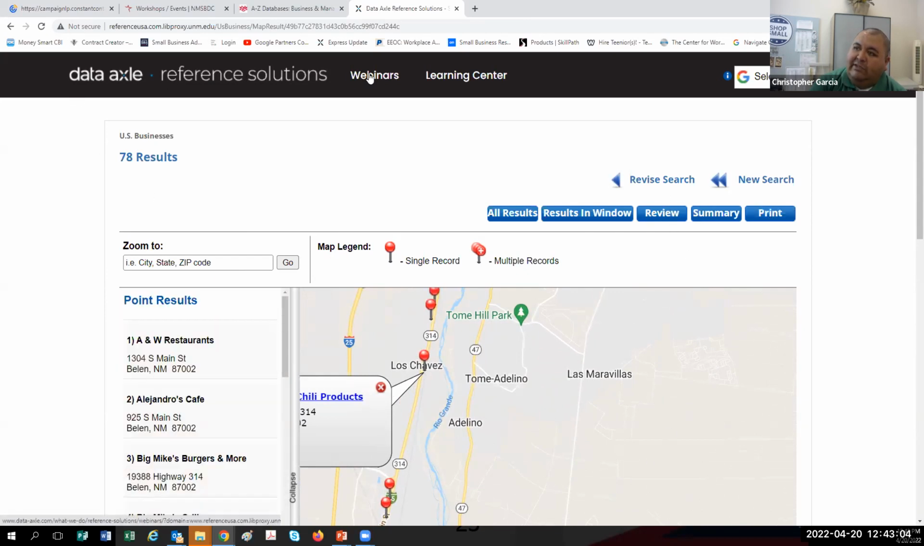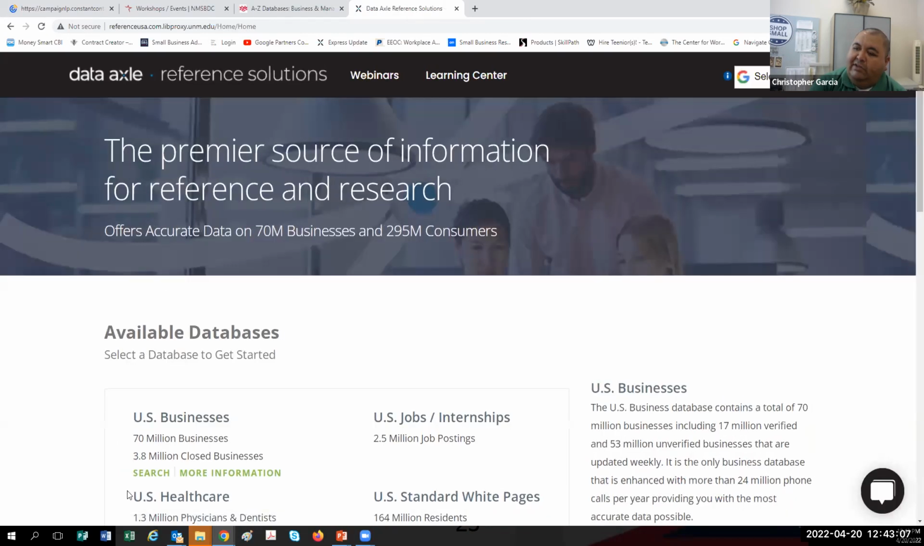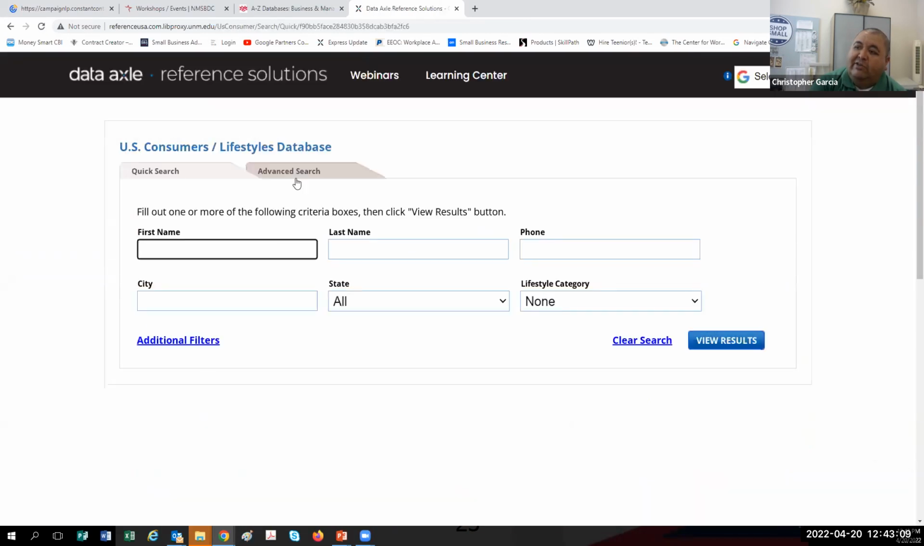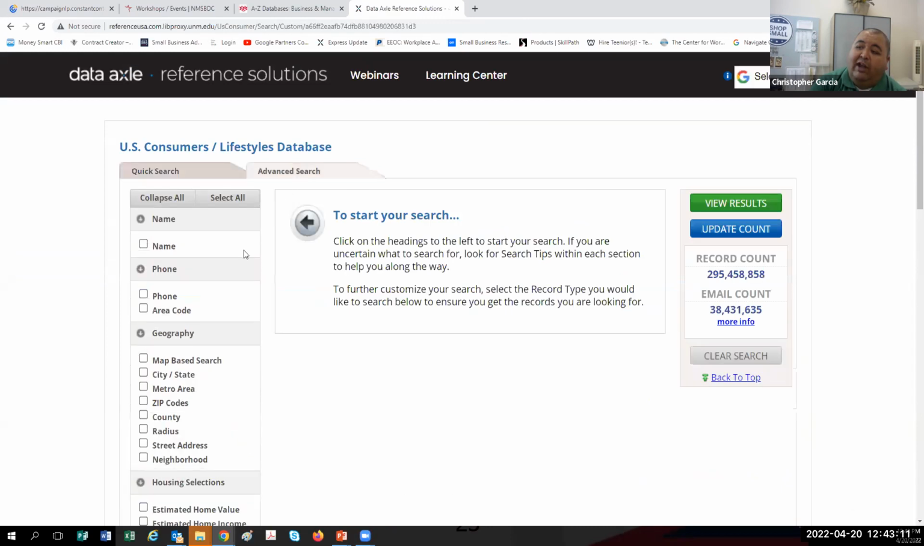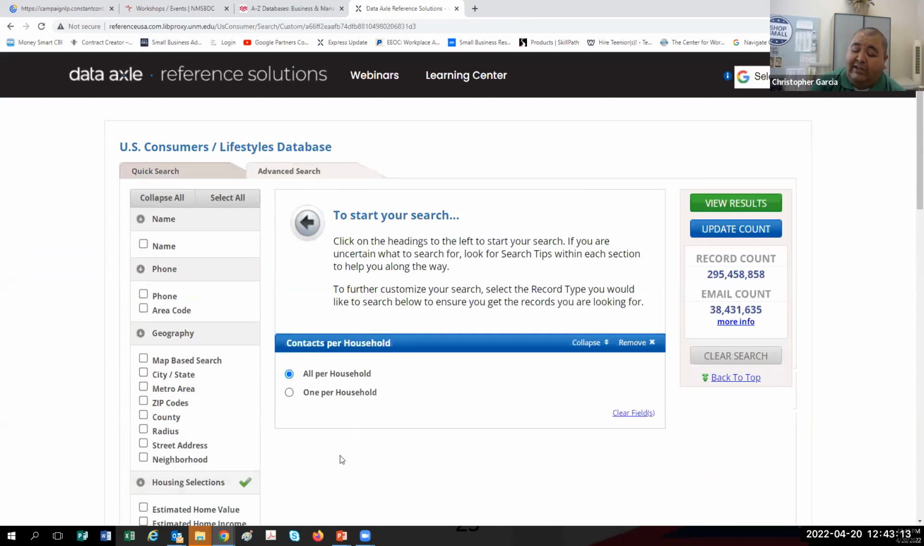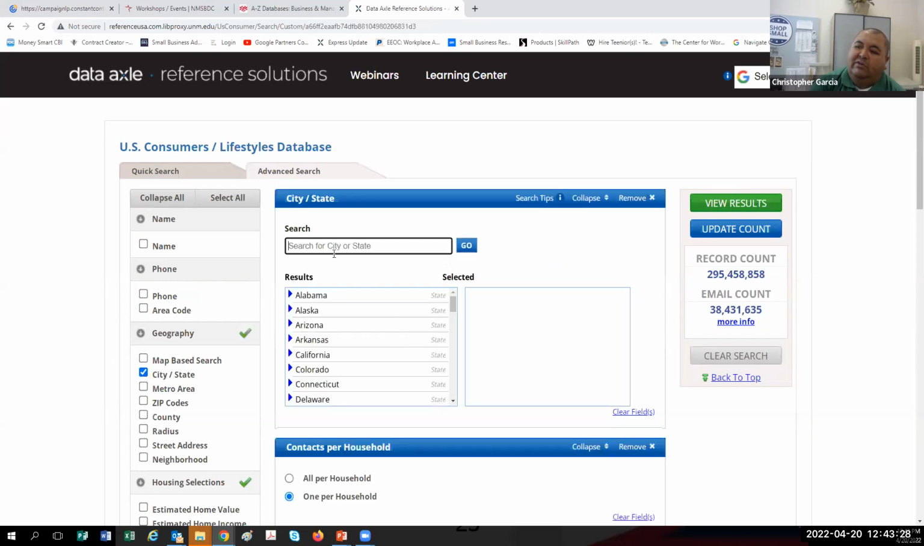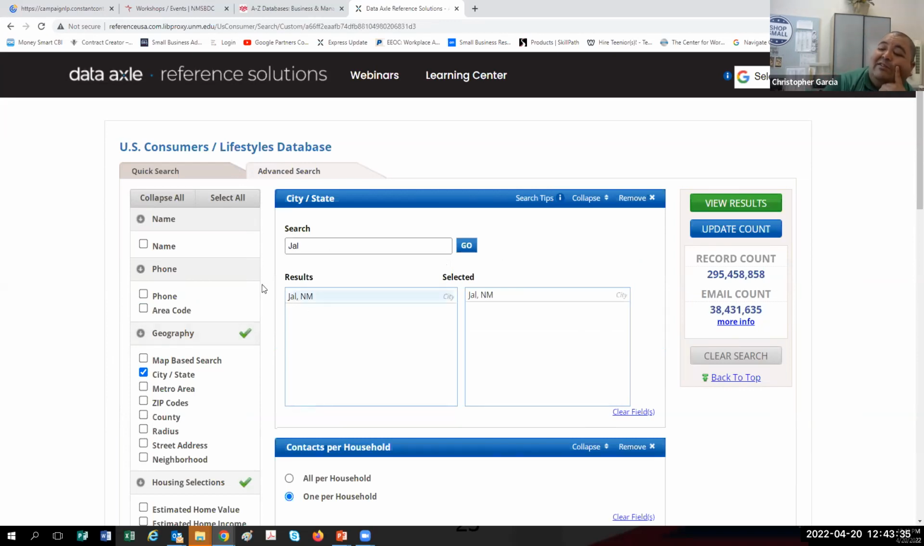So that's the business search. Let me go back to the main page and let me show you the consumer and lifestyle search. So maybe you make a product or have a service that you sell directly to consumers and you wanted to maybe mail them a postcard saying I'm open, just like the realtors do a lot of the times. I could search, let's do Joel, New Mexico, and this is going to be interesting.